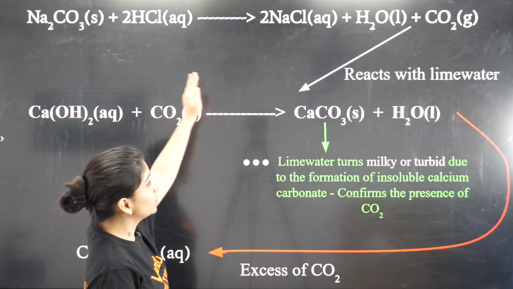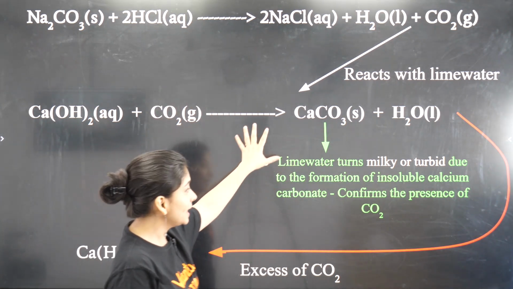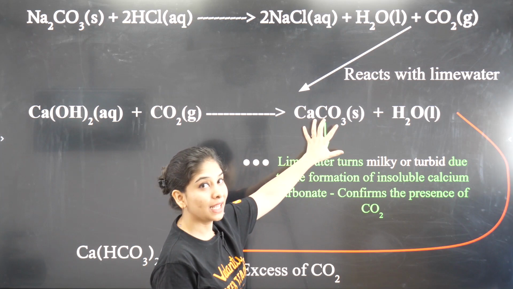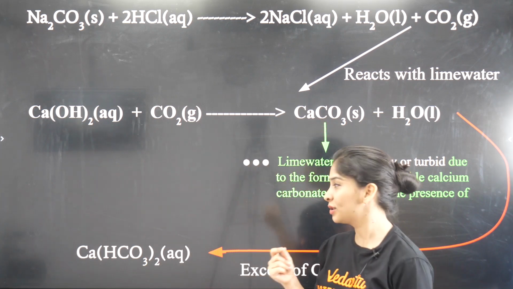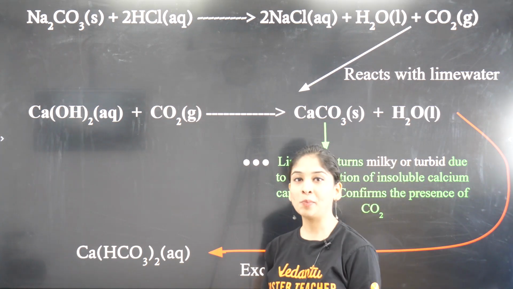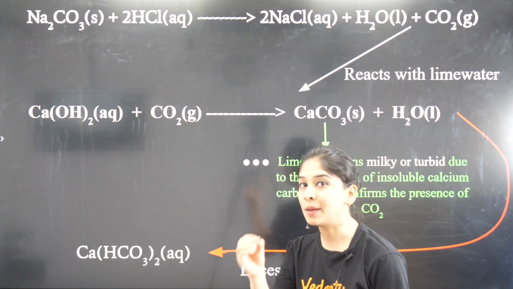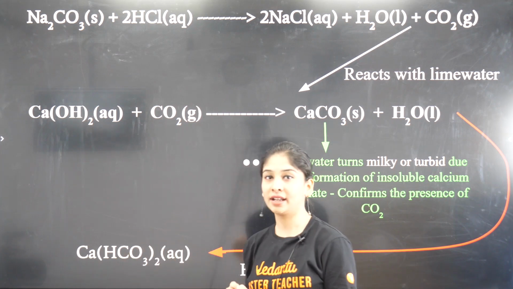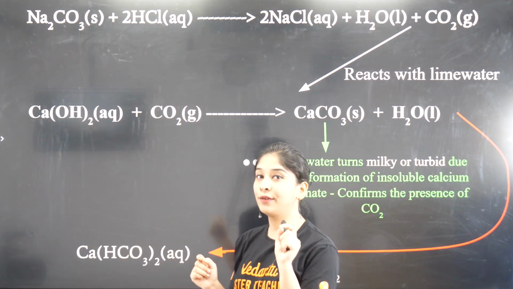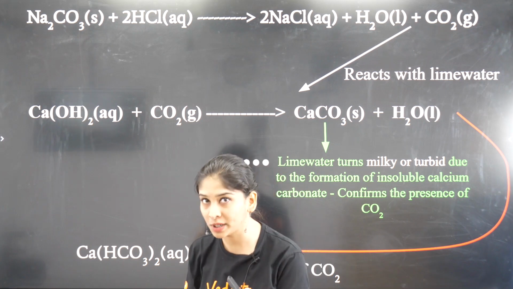I've already told you this reaction and I've asked you that this is lime water that turns milky because of this reaction, and when I pass excess of CO2 something can occur. When you pass excess of CO2, one substance that is going to form is calcium bicarbonate. Calcium carbonate will give you a white precipitate which is not soluble in water.